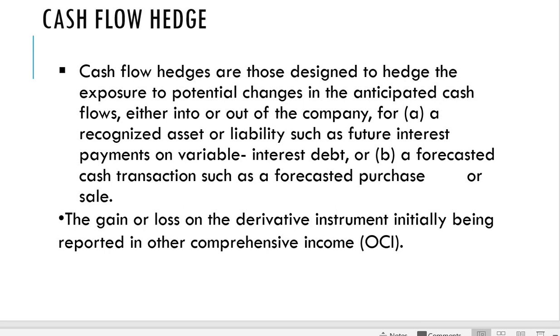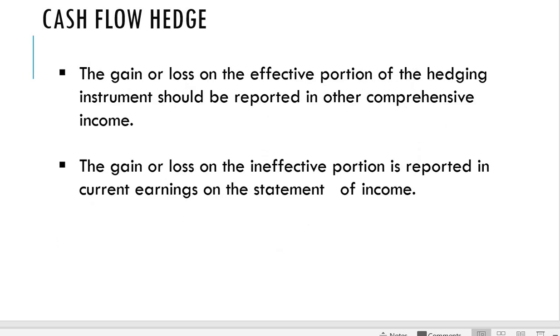So, the gain or loss on the derivative instrument is initially reported in other comprehensive income. But for some, especially those who follow split accounting, which will be further discussed in options. Okay, so the gain or loss of the effective portion of the hedging instrument shall be reported in other comprehensive income, okay? And then the gain or loss on the ineffective portion is reported in the current earnings on the income statement, okay?